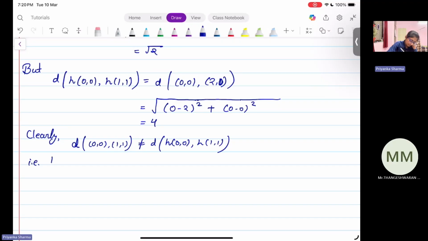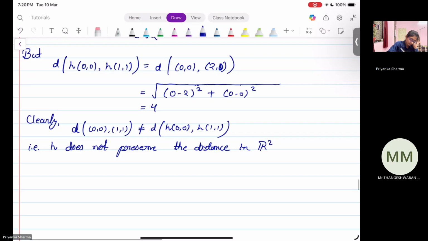That is, h does not preserve the distance in R square. Therefore, H is not an isometry.